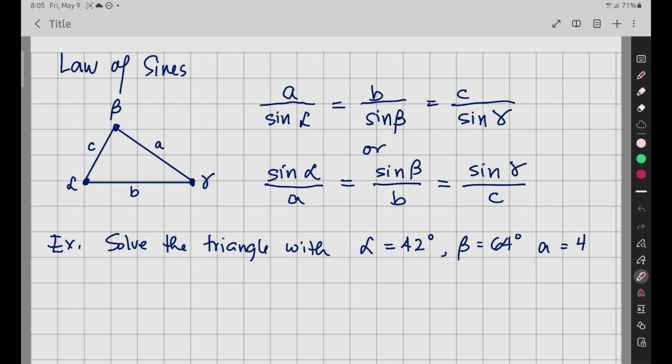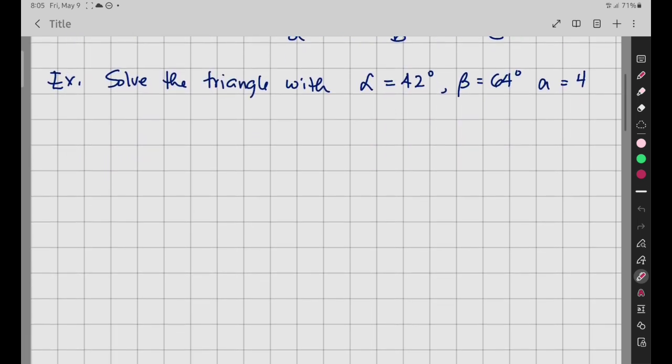Solve the triangle with the given angles: alpha equals 42 degrees, beta equals 64 degrees, and side A equals 4. This is under case 1, wherein two angles and a side are given. If you have two angles, you can solve right away for the third angle, because we know that the sum of the three angles, alpha plus beta plus gamma, is equal to 180.